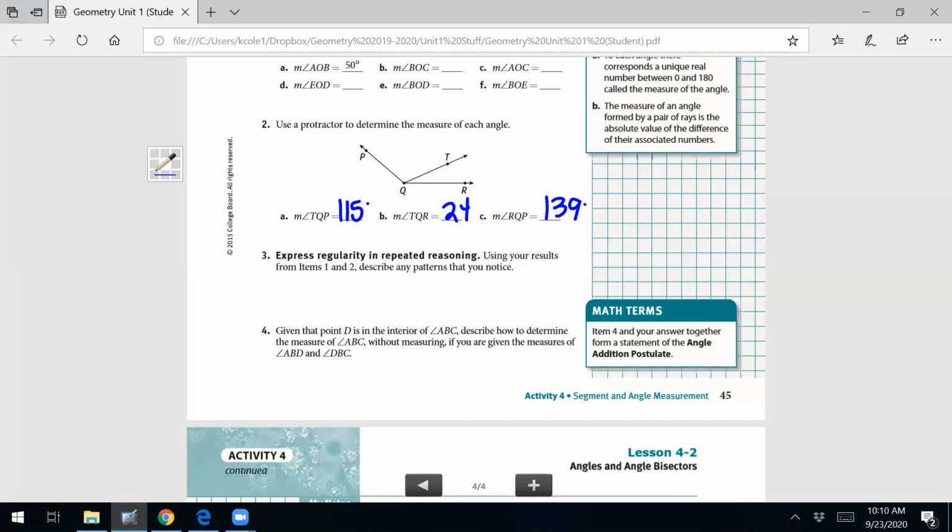It says, using the results for items 1 and 2, describe any patterns that you notice. What do you notice when we're looking at 1 and 2? That our smaller angles do what? Can be added together to get the larger angles.